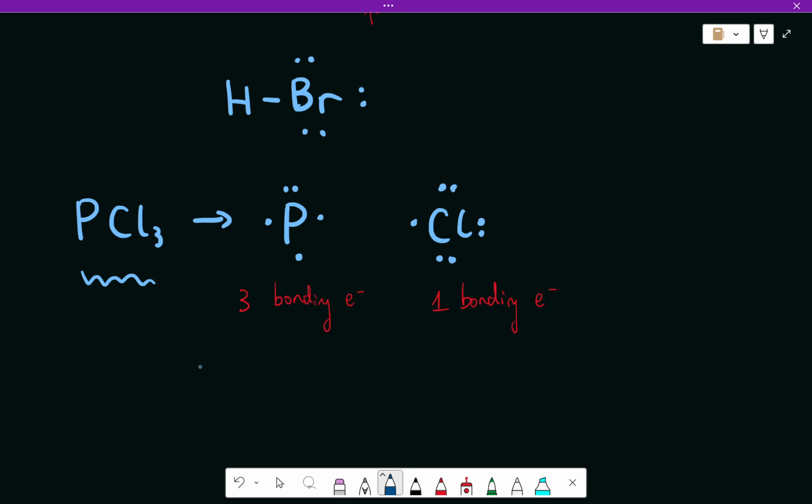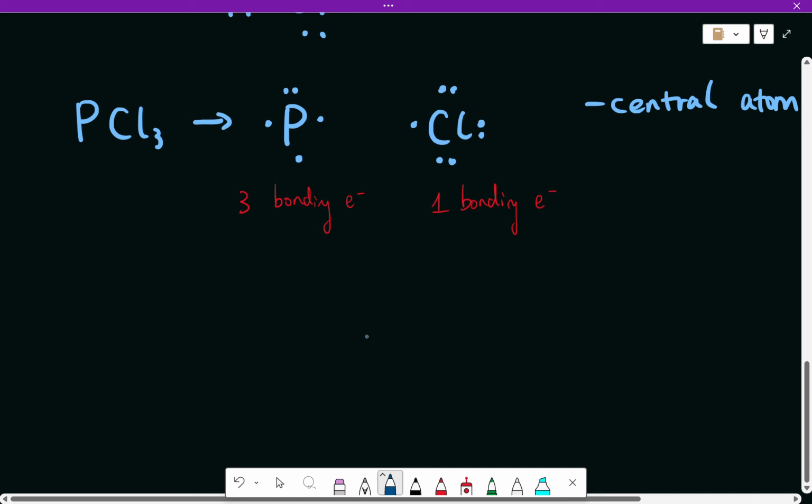So when we have more than 2 atoms involved in a molecule's bonding process, we always want to find the central atom first. And the method to find the central atom is to find the atom that has the highest bonding capacity, which means we're trying to find the atom that has the highest number of bonding electrons. In this case, the phosphorus atom will be our central atom because it has 3 bonding electrons, which is the highest bonding capacity in this case. So we'll put our phosphorus in the middle.